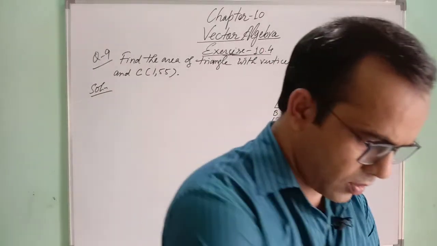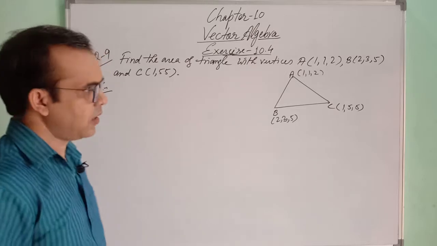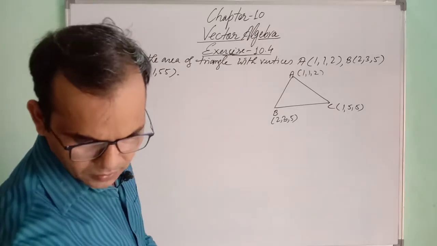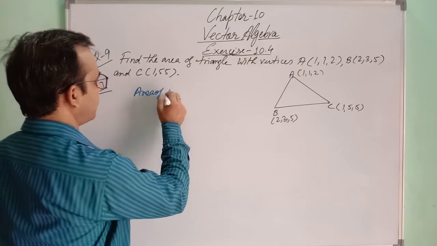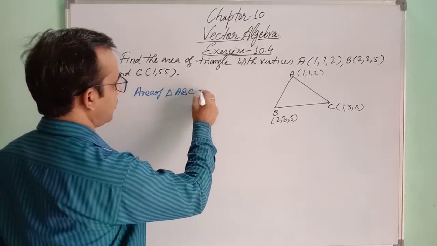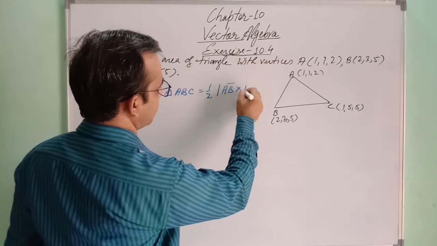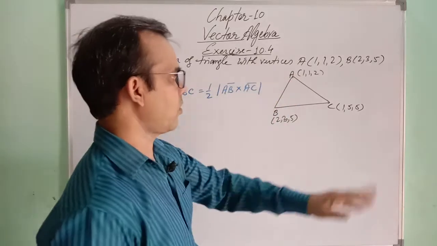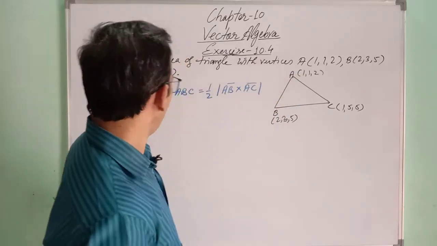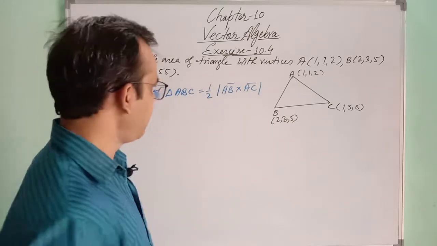Now, in order to get the area of the triangle whose vertices are given, we have a formula that the area of triangle ABC equal to half magnitude of AB cross AC. This point A is common, AB cross AC. Okay, so now we will have to get the value of AB vector.